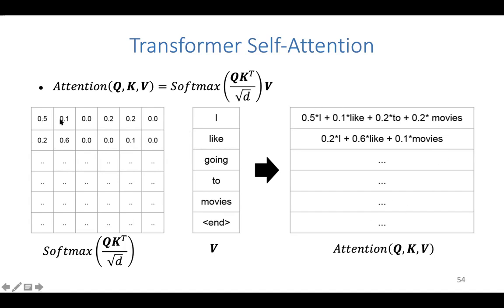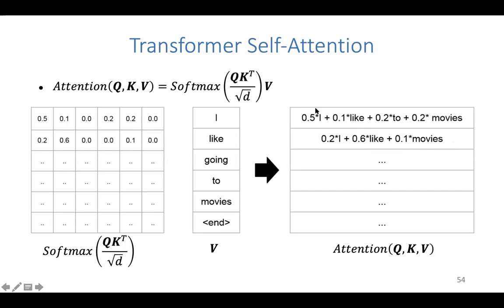So here, if this is 0.5, 0.1, 0.2, that means that when mixing the different tokens here, you want to mix 50% of this token, 10% of this embedding, 20% of this embedding, and 20% of this embedding. So this row here is how the token "I" wants to attend to all the other tokens. And similarly, this row here is how the token "like" wants to attend to all the other tokens, and so on and so forth.